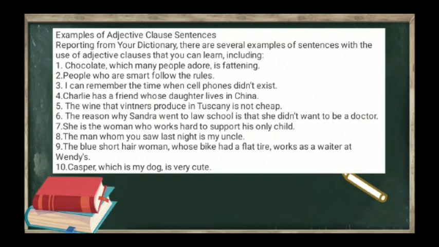And then 5. The wine that farmers produce in Tuscany is not cheap. 6. The reason why Sandra went to law school is that she didn't want to be a doctor. 7. She is the woman who works hard to support her only child. 8. The man whom you saw last night is my uncle. 9. The blue short-haired woman whose bike had a flat tire works as a waiter at Wendy's. And then the last, Casper, which is my dog, is very cute.